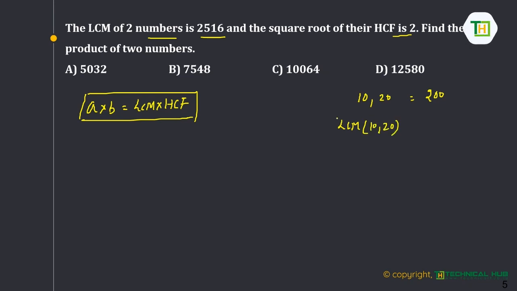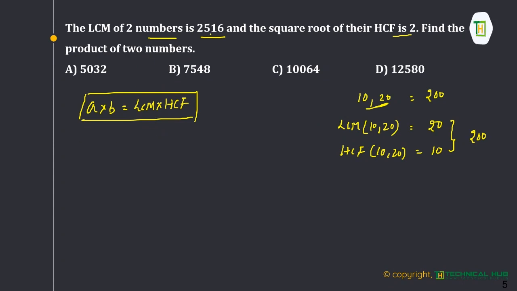You know how to calculate the LCM and the HCF of the given numbers. Here the LCM of 10 comma 20 is 20 and the HCF of 10 comma 20 is 10. What is the product of these two, LCM and HCF? That is equal to 200. So the product of the two numbers is equal to their LCM into HCF. Remember that property.